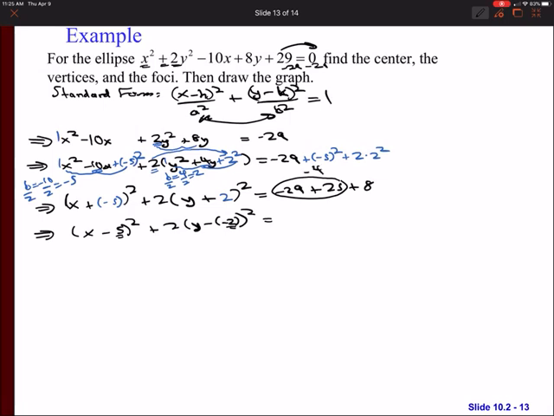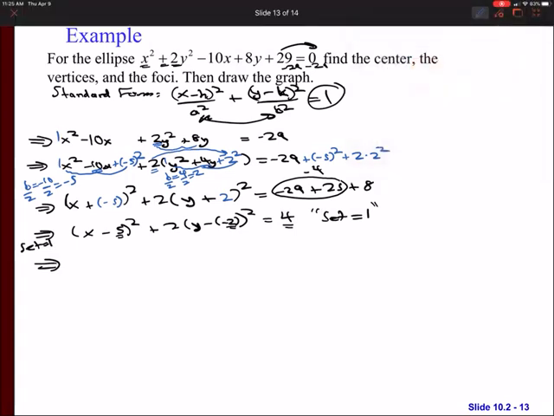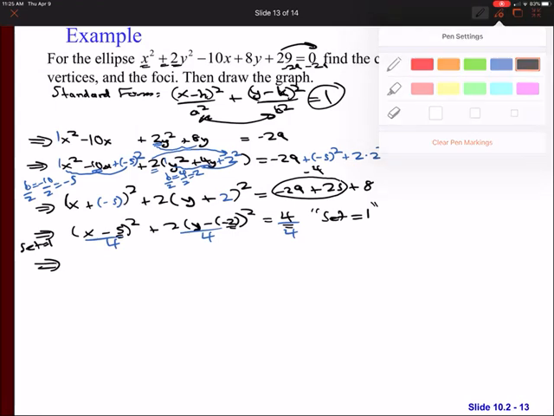Negative 4 plus 8 is 4. Now, we're close. What do we not have? Remember, we have to set our equation equal to 1. So that's our next step. Let's set it equal to 1. We need to divide out that 4 on both sides. So let's go ahead and do that. Let's divide our 4 out. As we divide both sides by 4, we'll get it equal to 1 like we want it.